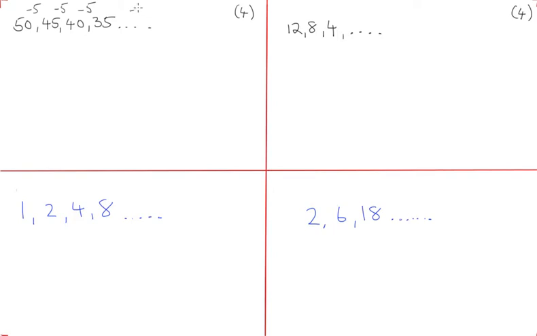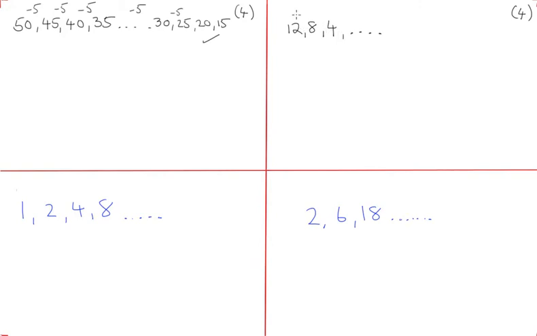So if we -5 again, that will give us 30. If we -5 again, it'll give us 25. And again will give us 20, and again will give us 15. That's correct, isn't it? 35, 30, 25, 20, 15. Yeah, done. Okay, the next one, 12 to 8 to 4.